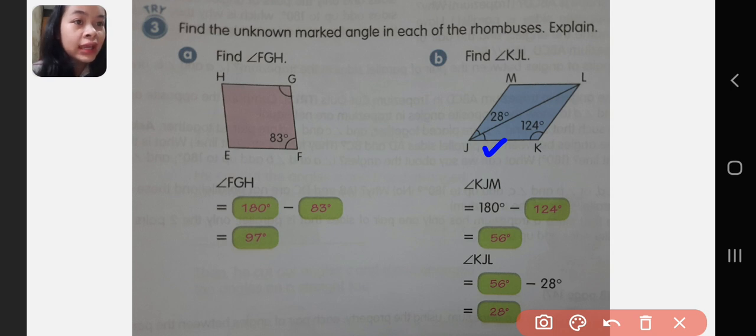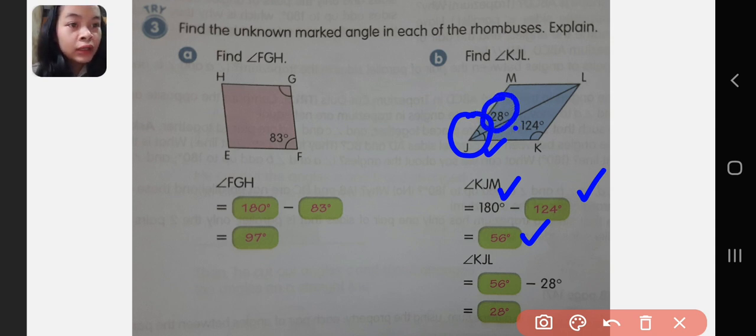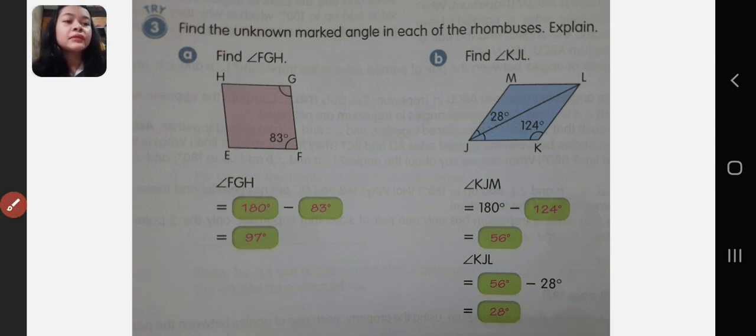We need to know KJM minus LJM. So KJM, how to find KJM? Remember again that the angles that are in one line add up to 180 degrees. So KJM is 180 degrees minus 124 degrees equals 56 degrees. To find KJL, because this whole is 56, we minus it with 28 degrees. So you get the answer, 28 degrees.